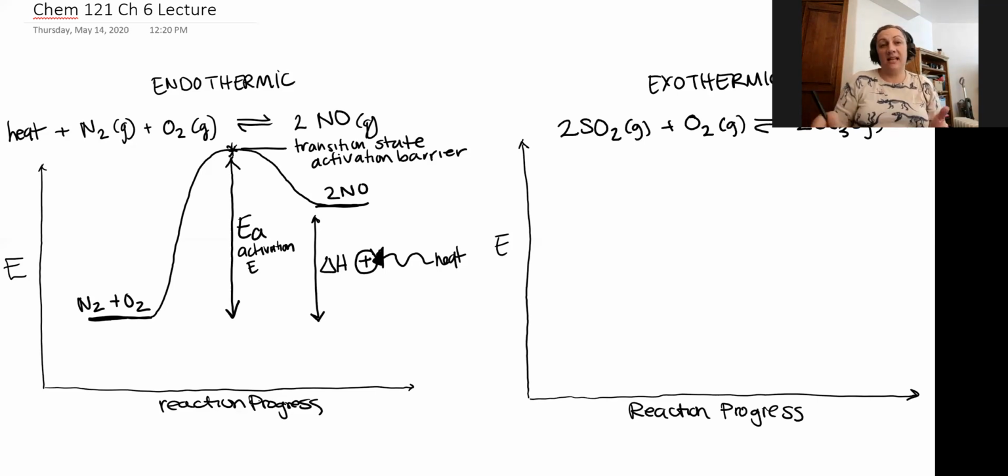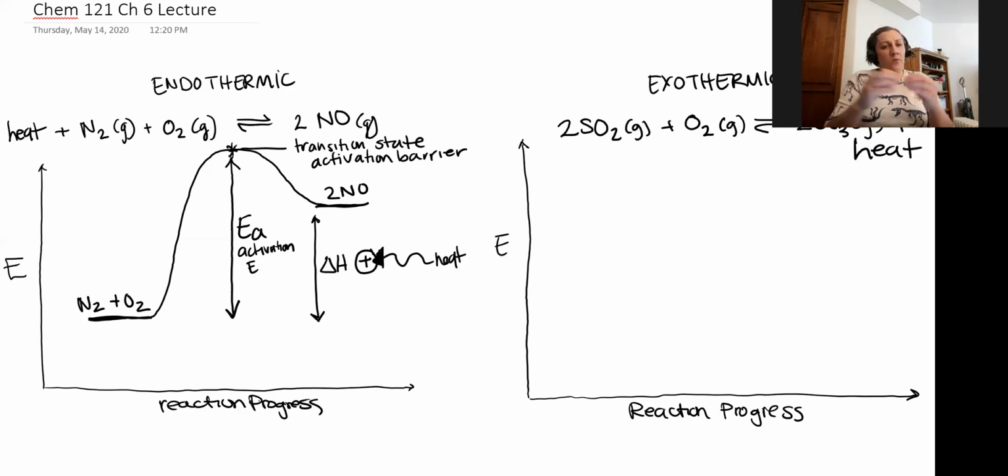All right, let's look at an exothermic reaction now. This is sulfur dioxide and oxygen forming sulfur trioxide. And so this one is exothermic. That means it's going to have energy released as the reaction occurs. It's going to give off heat, kind of like a campfire would. And so that means that our heat will actually be a product of the reaction. So I can think about that as a product.